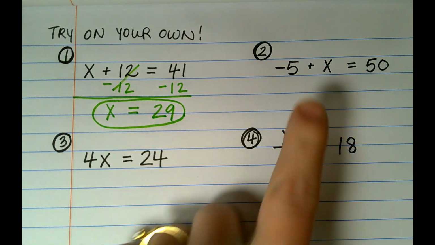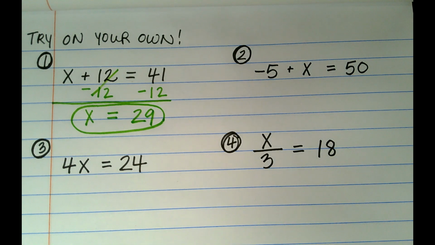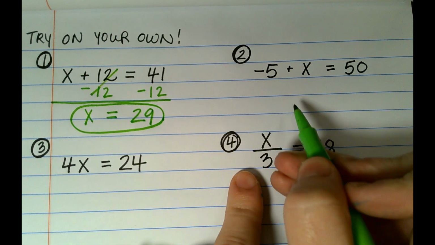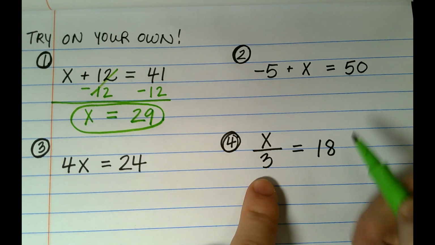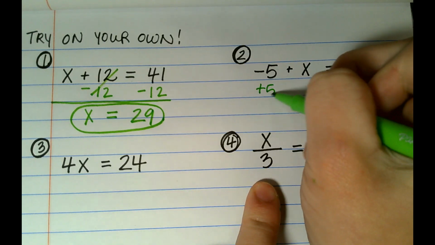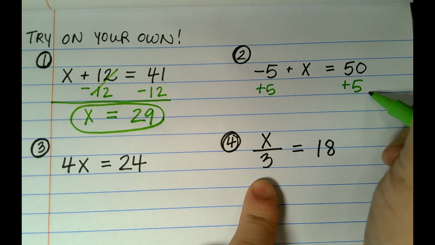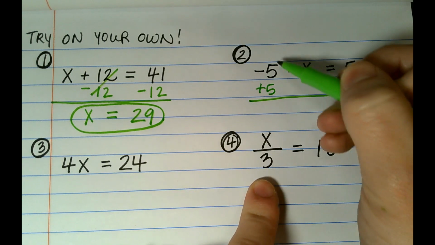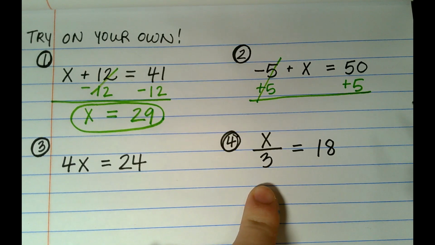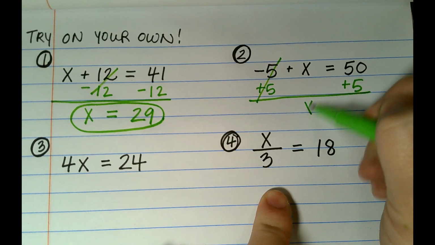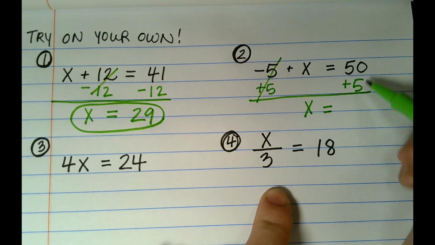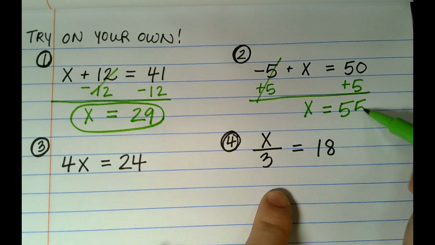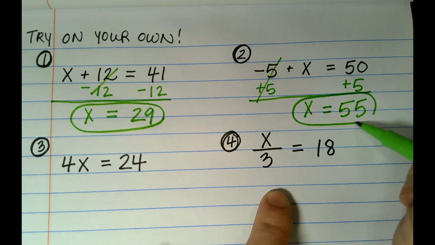Okay. Number 2, negative 5 plus x is 50. How do I solve? You would add 5 to both sides. And 5 will cancel. X comes down. Equals 55. Good, good, good, good.